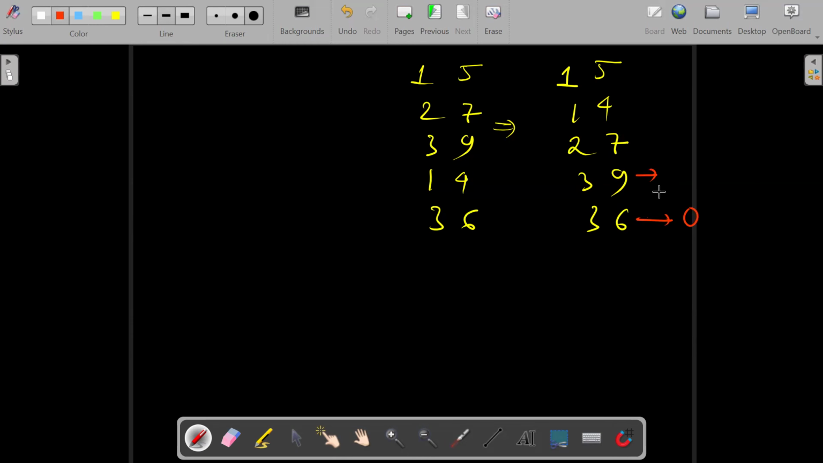How about 3, 9? So far, what's the minimum ending point for any range? It's 6. The ending point 9 is specifically greater than or equal to 6, so 3, 9 contains the 3, 6 range for sure. So the answer for that would be 1. After that, 2, 7.